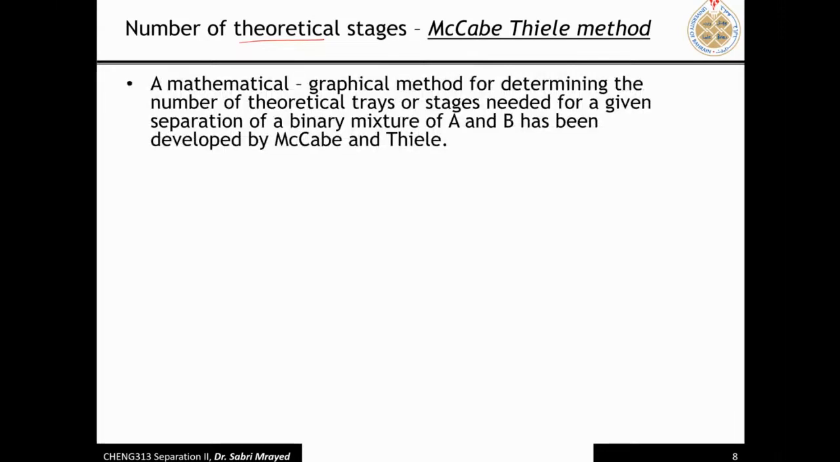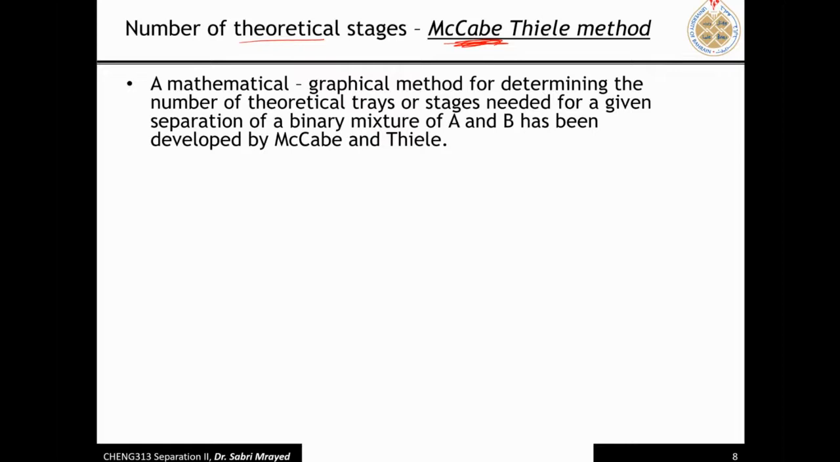So, number of theoretical stages. Why do we call them theoretical stages? Because we assume these stages are at equilibrium. As we said, they are not, but we assume equilibrium, so we call them theoretical stages. So it is a mathematical graphical method. The McCabe-Thiele method is very famous, and it is still studied and taught in all courses, because it's very important and very useful to explain the principles and the idea of distillation.